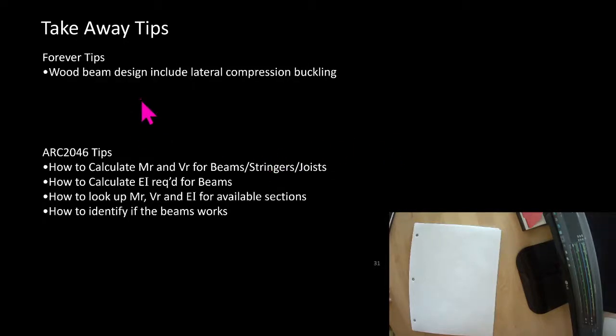So takeaway tips. You should understand that wood beam design includes lateral compression buckling, even though it tends not to ever govern. You should know how to calculate MR and VR for beams, stringers, and joists. You should know how to calculate EI required for beams. You should know how to look up MR, VR, and EI for sections, and you should be able to identify if the beam works. You need to be able to do that little summary sheet. I can tell you that, even though we're not doing a wood project for your part two, it is steel, but I want to see that summation chart at the end, whether this thing works or not. So that's it.